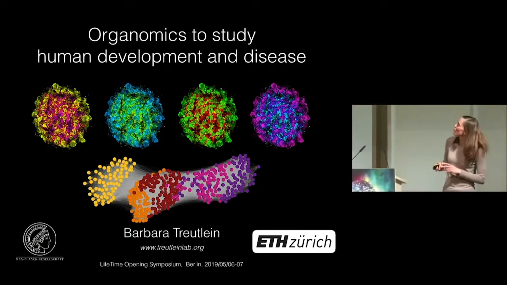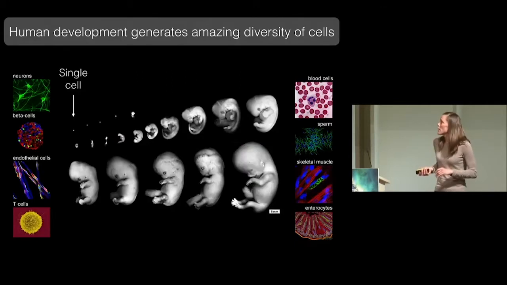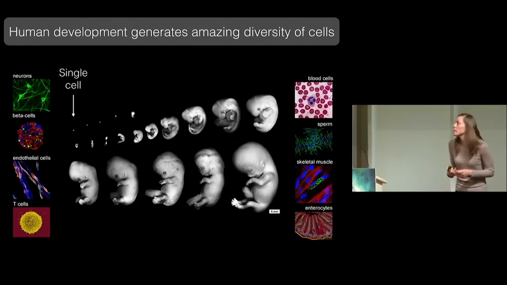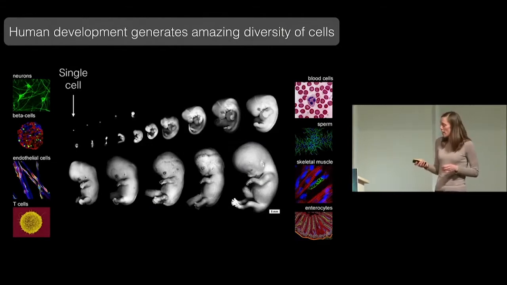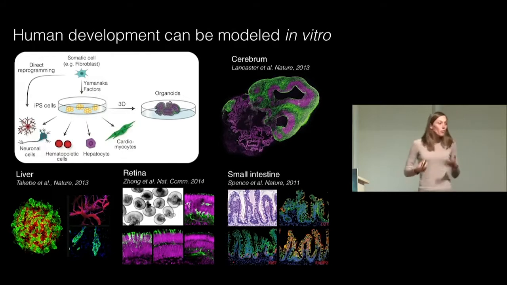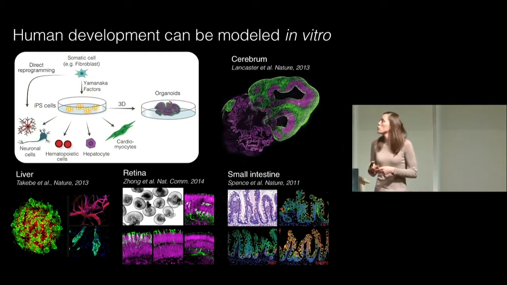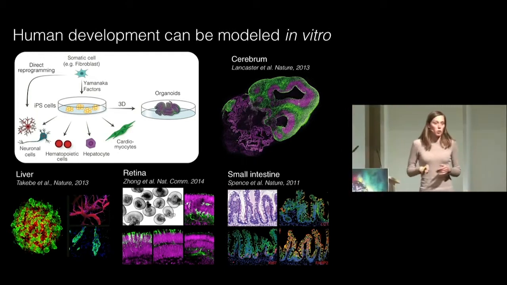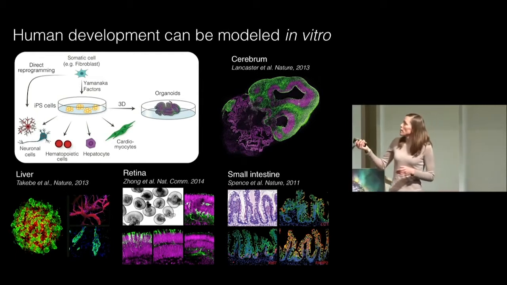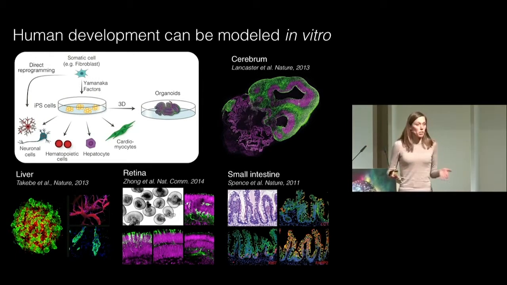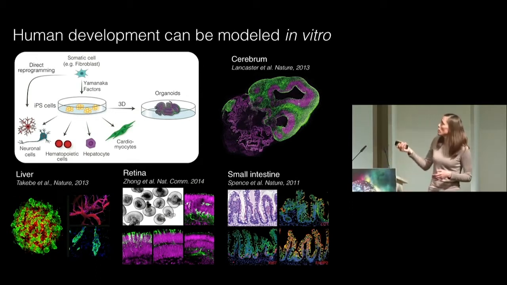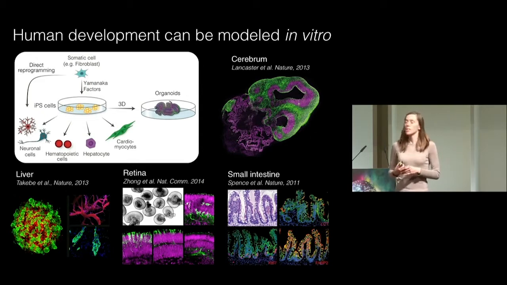Well, yeah, I will talk about organoids to study human development and disease. So we are excited by human development and the large diversity of cell types that is being generated during this process. And accordingly, we are very excited about the new advances in the field of stem cell biology, which allows us now to take pretty much any somatic cell of any human individual, generate these induced pluripotent stem cells from them, and then differentiate those not only in two-dimensional culture into various lineages of the human body, but also in three-dimensional culture into these organoids.